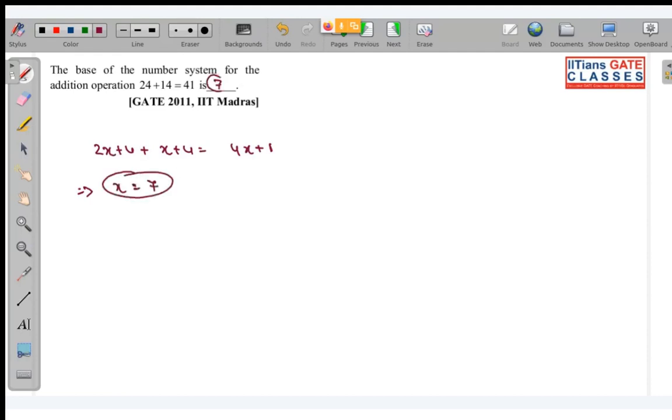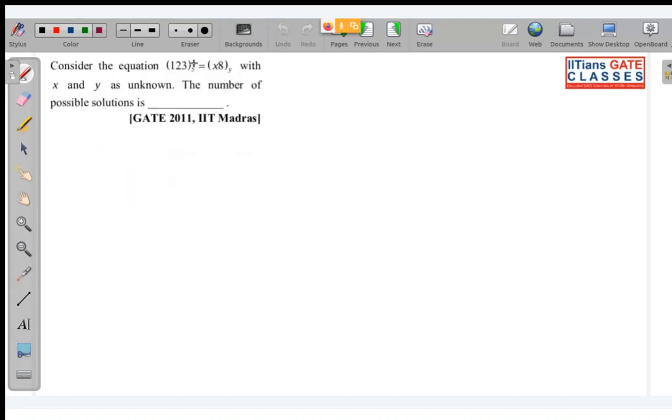So this is correct. This question was once asked in ISRO. Okay, ISRO interview, that 24 plus 14 is equal to 41. Tell us what do we mean by this? So it was kind of a puzzle. Okay, it was a puzzle kind of question. So it was asked to one of my friends. Okay, so he said it's 7.